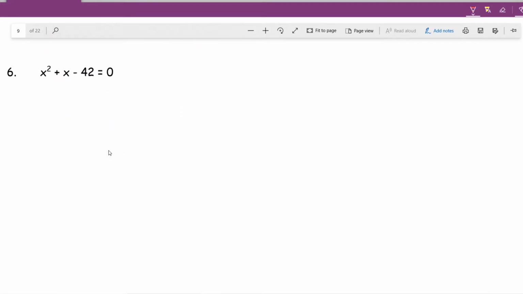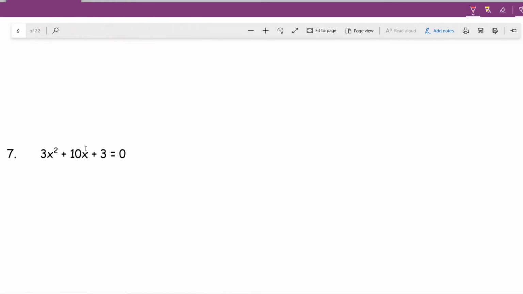Let's scroll down. Question 6. Again, you should straight away see that 6 times 7 is 42, and the difference is going to be 1. So x in each corner here. 6 and 7. This time the bigger number is going to be positive, smaller going to be negative. Let's just double check this by the way. Minus 6x plus 7x is positive 1x, and minus 6 times 7 is minus 42. So x can be 6, or x can equal minus 7.